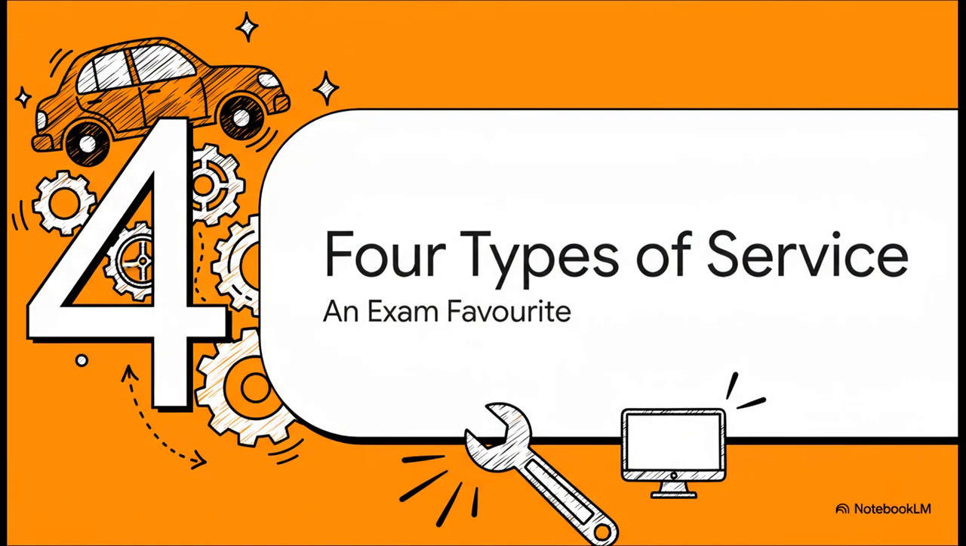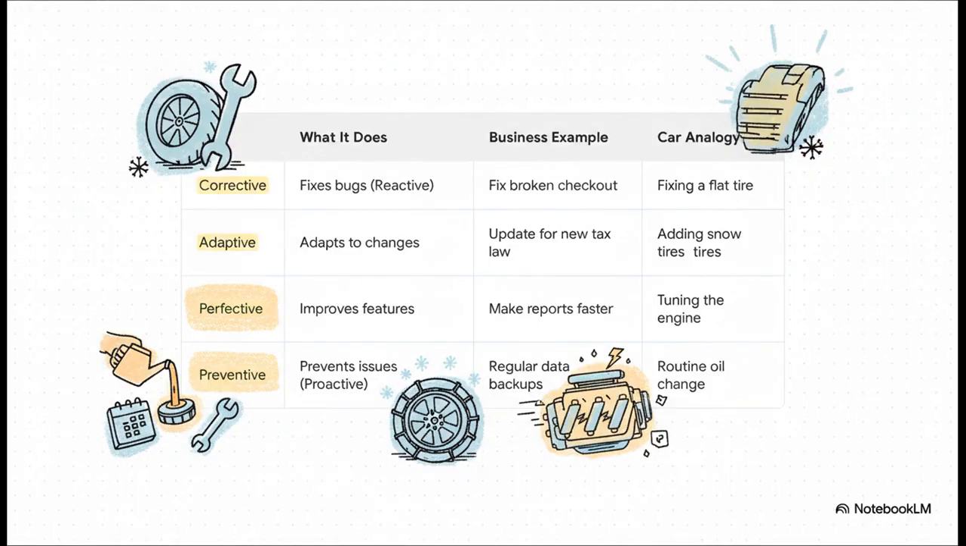And that brings us to another topic the examiners absolutely love. Just like your car has different kinds of service appointments, MIS maintenance is broken down into four key types. Let's get into them. This table lays it all out for you. First, we have corrective maintenance. This is reactive. A problem pops up, and you fix it. Simple. Your website's checkout button breaks, you fix it. This is like getting a flat tire and having to fix it on the spot.